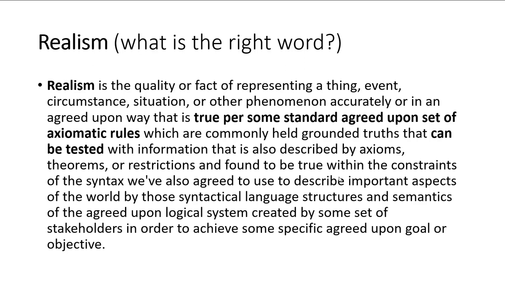Realism is the quality or fact of representing something per some standard agreed upon set of axiomatic rules. So axiomatic means that a machine can process those rules, such as a computer. And they're commonly held, grounded truths that can be tested. You can test the statements against the rules and see if something is true or false. And then this continues on to talk about syntax, etc. And within the context of some set of stakeholders that are agreeing on something in order to achieve a goal or an objective.